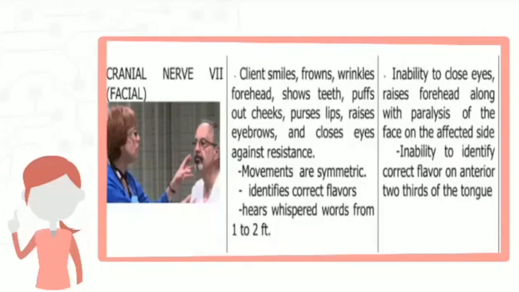A weakness of the lower half of the face with sparing of the forehead is suggestive of a lesion above and contralateral to the facial nerve. This is because the forehead has innervation from both the left and the right side of the motor cortex. Damage to the facial nerve can present with loss of taste to the anterior two-thirds of the tongue.